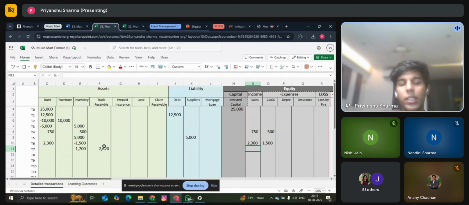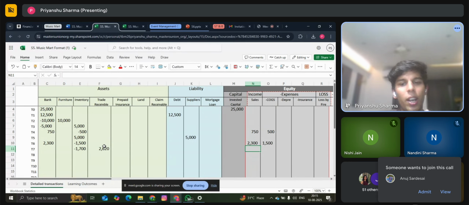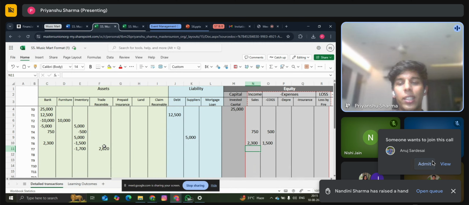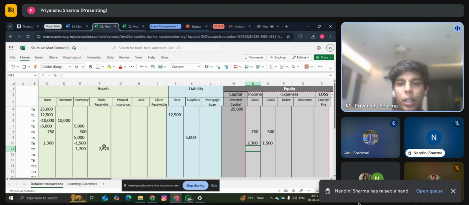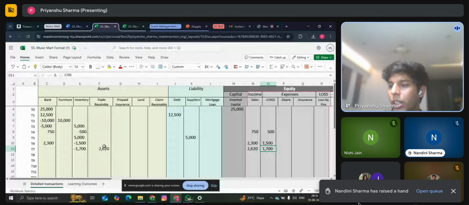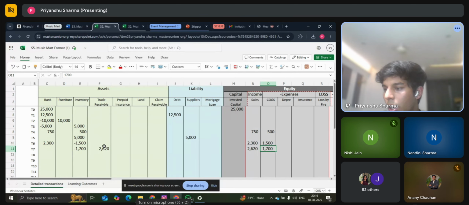Since business has happened here, we've sold inventory, so we're going to record this inside the income statement as well. I hope the bifurcation for recording or not recording inside the income statement is clear to us. For the 2620 worth of goods we've sold, I'm going to record that into sales. And since the cost of those goods was 1,700, I'm going to put it under COGS. I hope this much is clear to everyone.